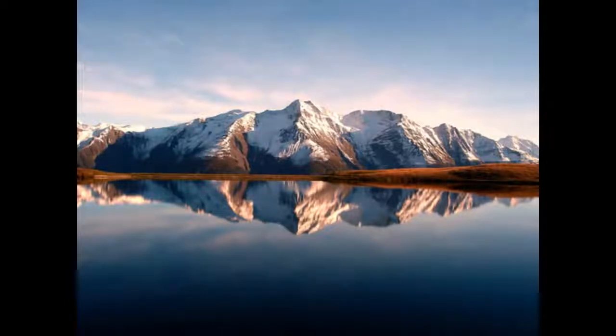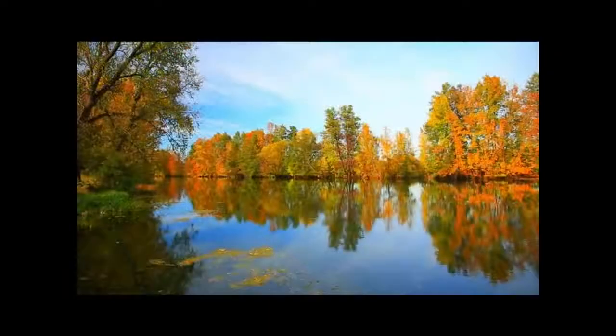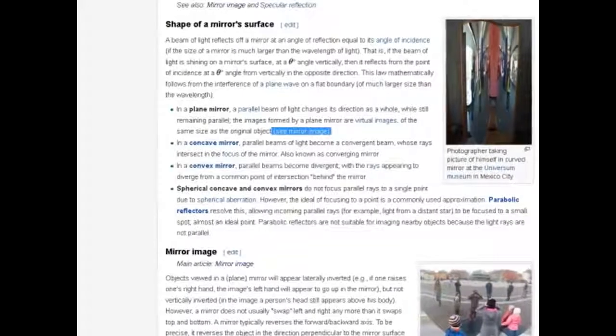In a plane mirror, a parallel beam of light changes its direction as a whole, while still remaining parallel. The images formed by a plane mirror are virtual images of the same size as the original object. See mirror image. And what are the properties of a plane?